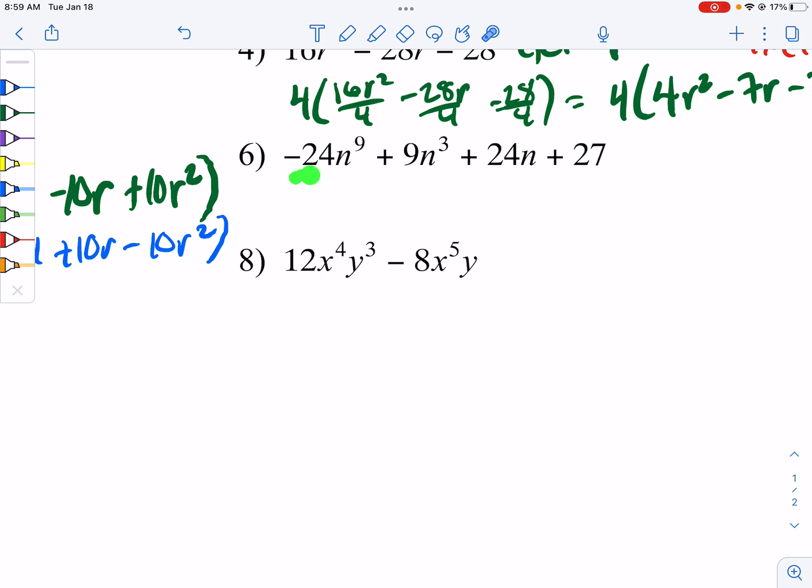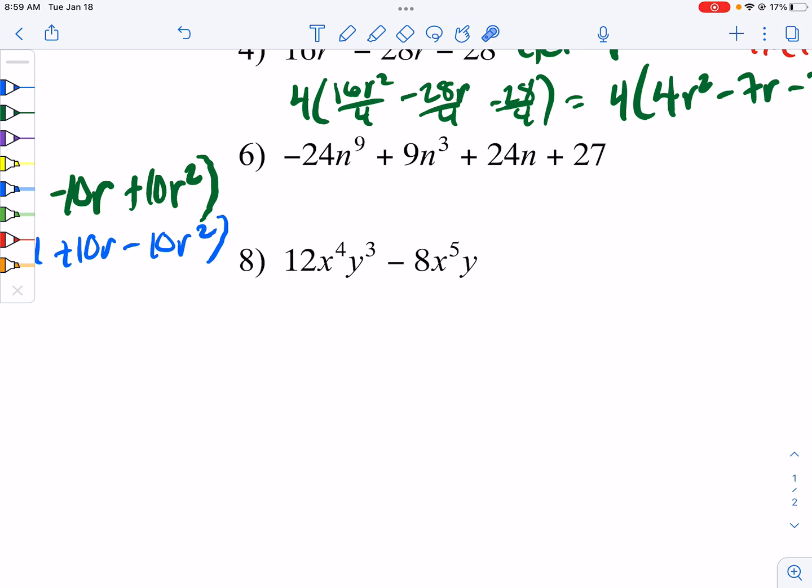So 3 goes into 24, 3, that's 24 still, and 3 goes into 27. So 3 goes into all of those. 9 does not go into 24, but it does go into 27. So it has to be a common factor with all 4 terms. So because 3 goes into each one of these, that means that my common factor is going to be 3.